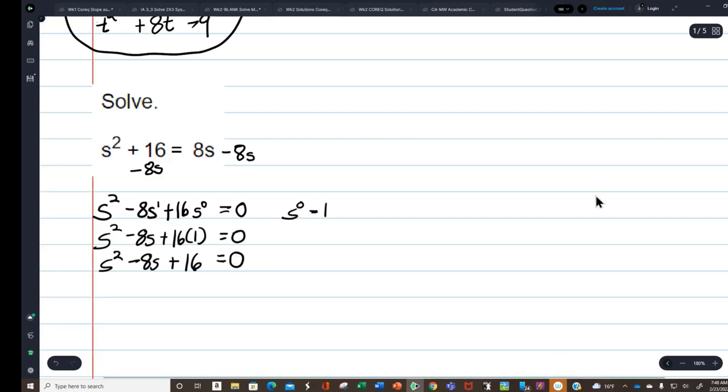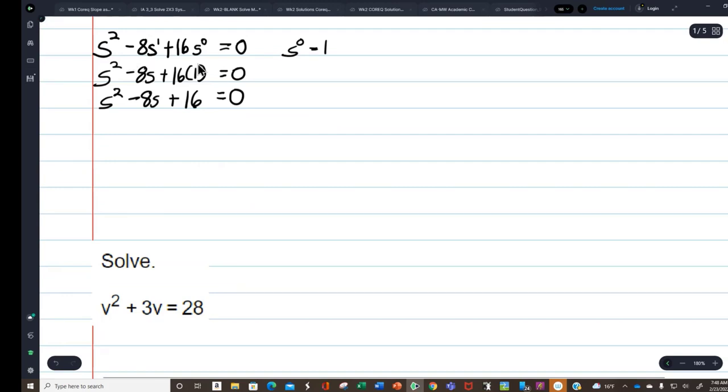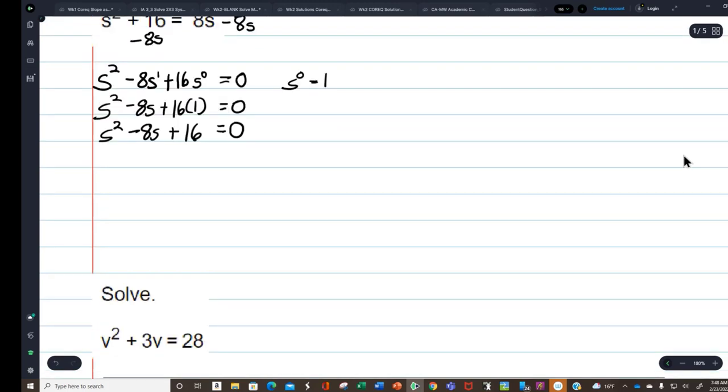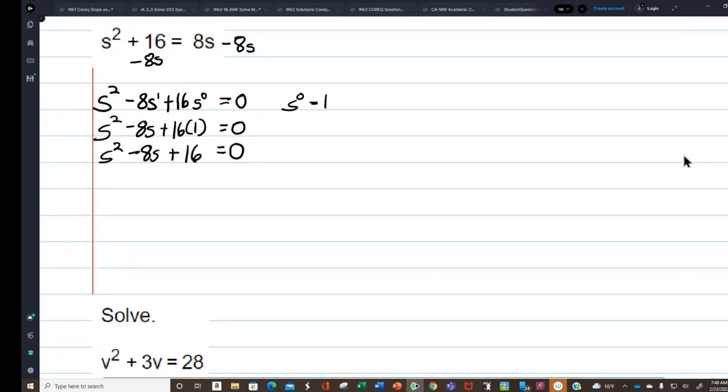We always write polynomials. This is a polynomial. We always write them in descending order.